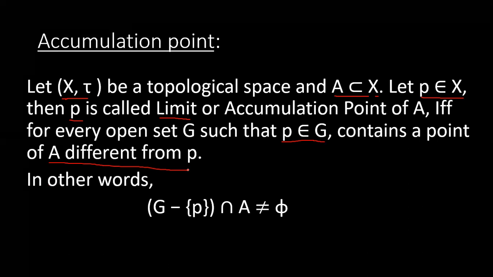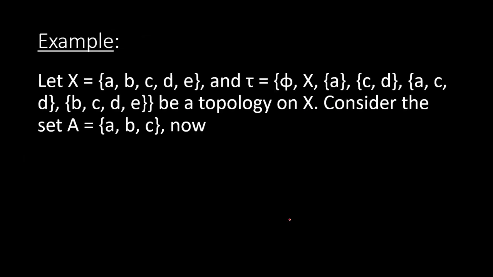We can write it as G minus P intersection A is not equal to phi. That is, if we take the difference of G with P and take the intersection with A, it should not be the empty set. So let's move towards its example.